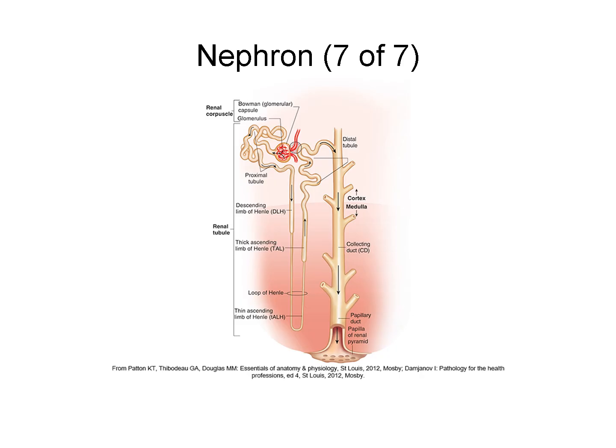This image, adapted from Patton, Thibodeau, and Damjanov, presents a comprehensive view of the nephron's anatomy. It highlights how the nephron integrates both tubular and vascular components to carry out its complex roles. Understanding this spatial relationship is essential for interpreting kidney function tests and pathology. The image reinforces how microscopic structures have profound systemic effects.